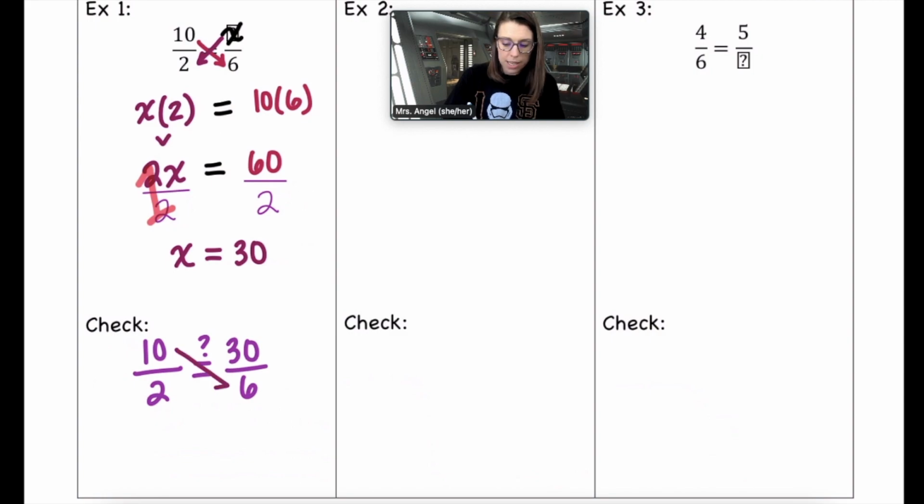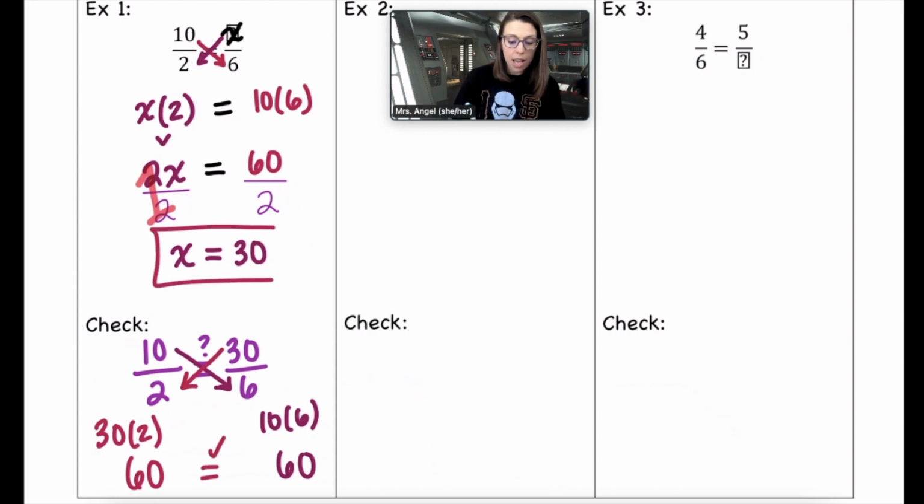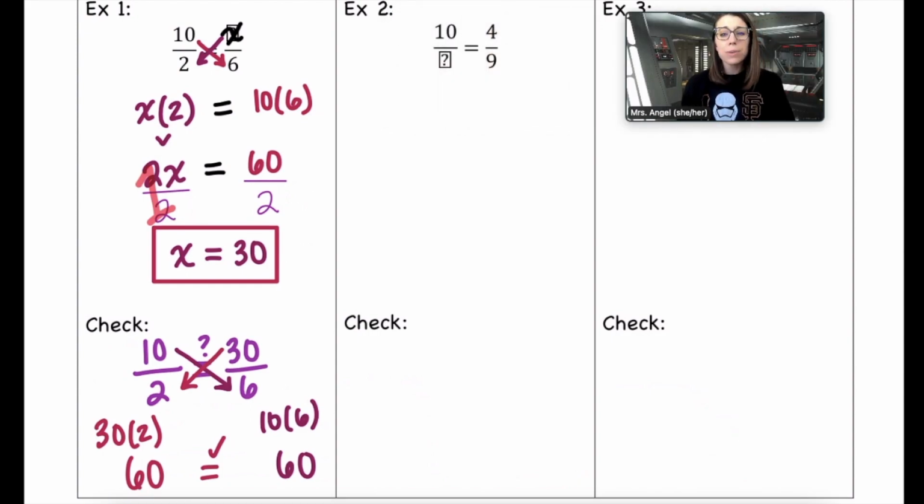So here we go. 10 times 6, that's 60. 30 times 2, also 60. And last time I checked, 60 equals 60, which means I found the correct missing value in our ratio. Now that was kind of a lot, so why don't we try doing example 2 together right now.